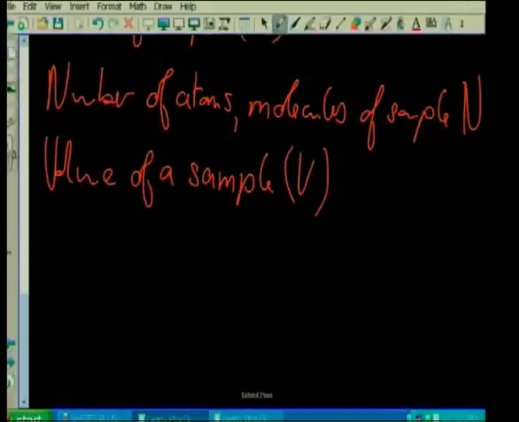I'm wanting the number of moles. The number of moles, N, if I'm given a mass, is going to be the mass of the sample divided by the molar mass.